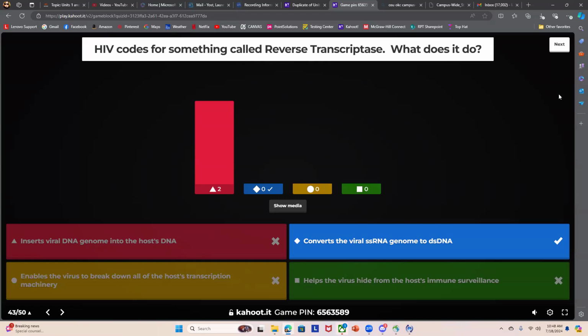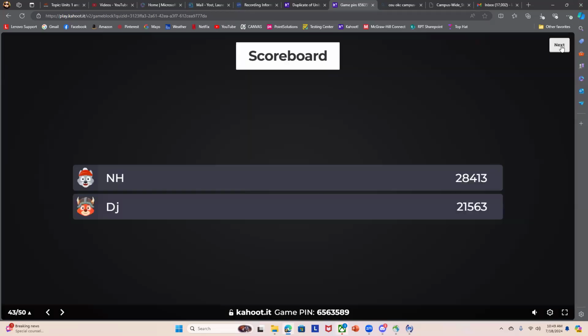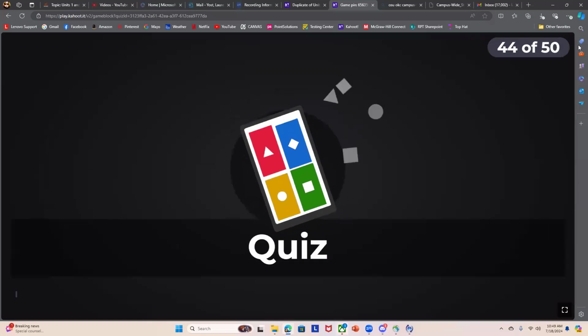Yeah, so HIV has a single-stranded RNA genome, and one of the first things it does with its little reverse transcriptase, which it will package in with the viral particle, is turn it into double-stranded DNA, which can then be incorporated into your genome or the genome of whatever cell it's infected.